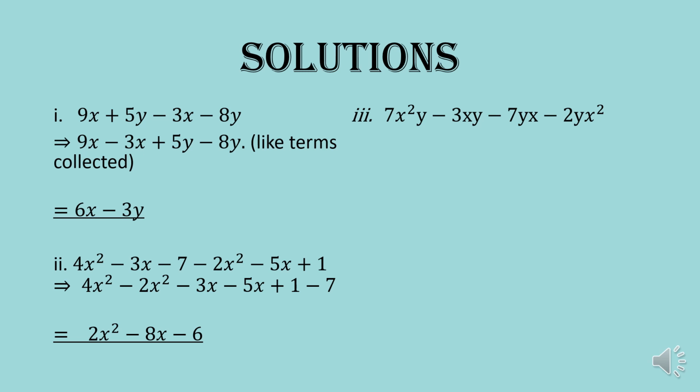All right, the third example is that one there: 7x squared y minus 3xy minus 7yx and 2yx squared. Please take note, whether we say x squared y or yx squared, these are the same. As long as the components involved are the same, we are going to call them like terms. So x squared y is like yx squared, and xy is like yx. They are the same.